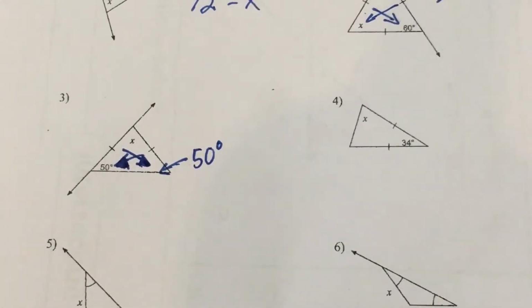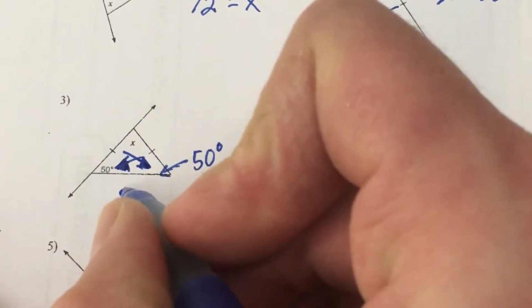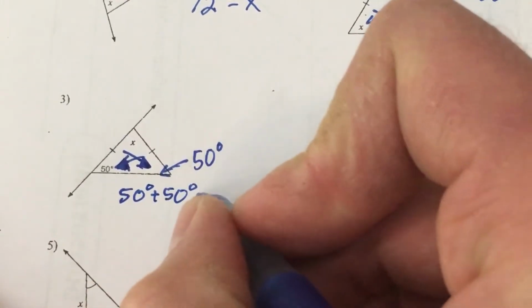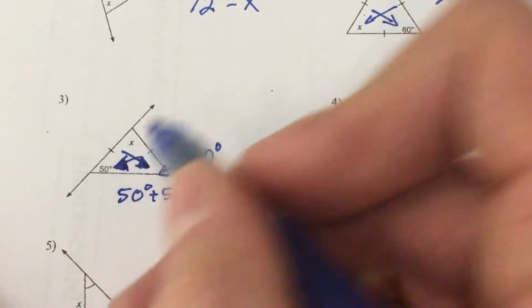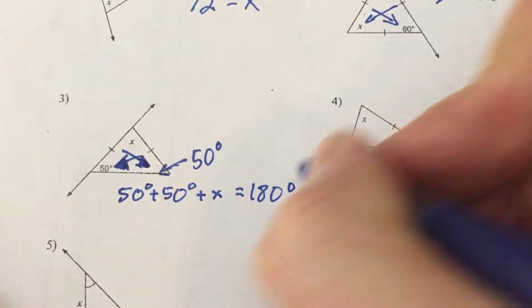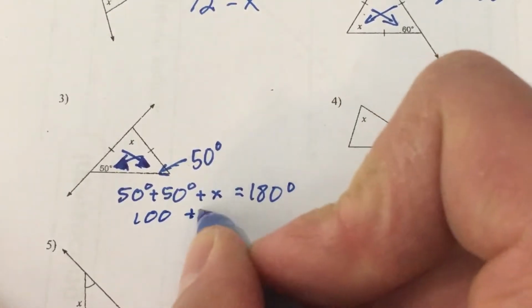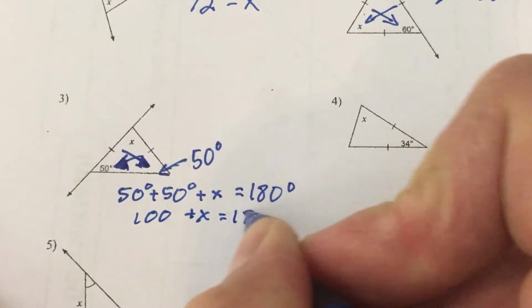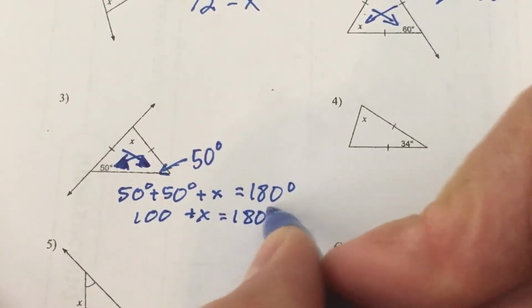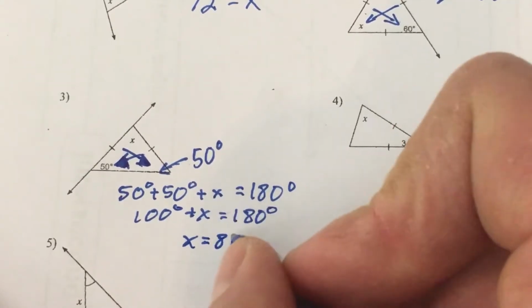Triangles always add up to 180 degrees, so we can say 50 degrees plus 50 degrees, plus this other angle up here, x, equals 180 degrees. 50 plus 50 is 100, so 100 plus x equals 180. What number plus 100 equals 180? Of course, that's 80. So x equals 80 degrees.